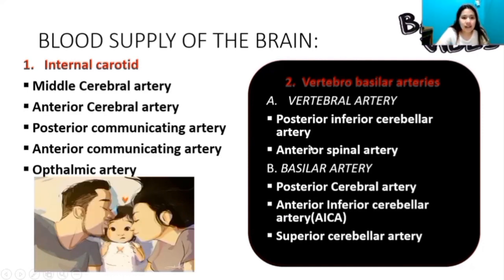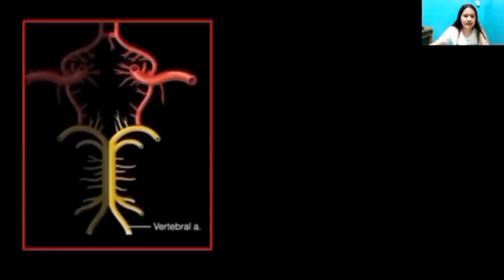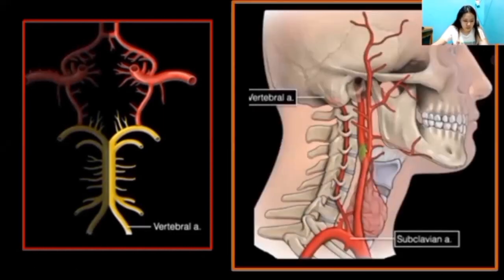So next, this one is the vertebral artery. This yellow structure here is the vertebral artery. It is a branch of the subclavian artery. We can see here, this is the subclavian artery, and going up here is the vertebral artery. So the vertebral artery is a branch of the subclavian artery. It joins its opposite partner to form the basilar artery.